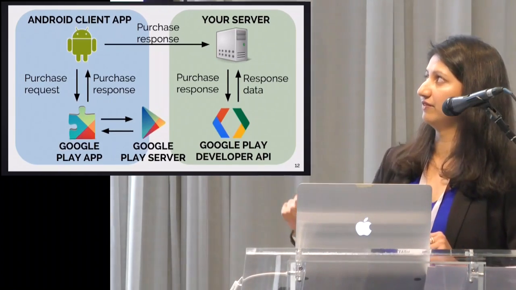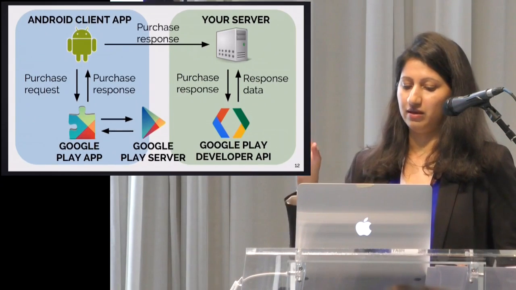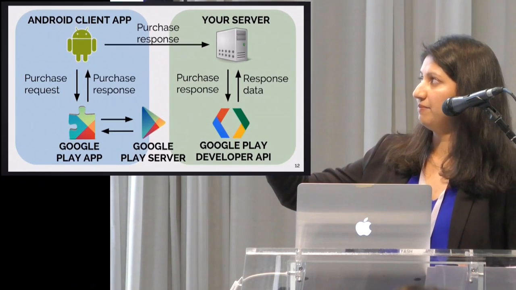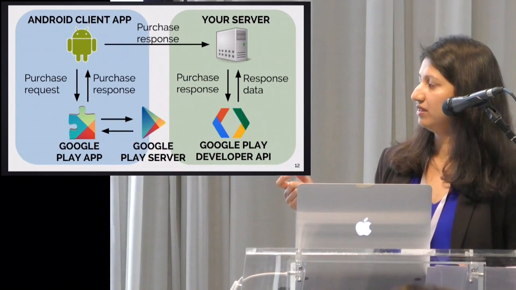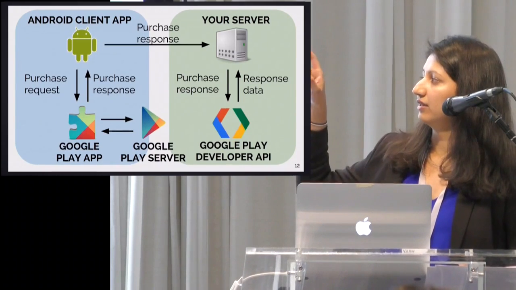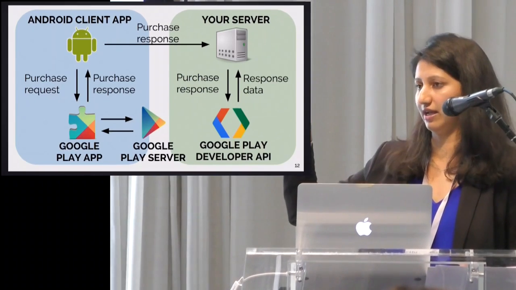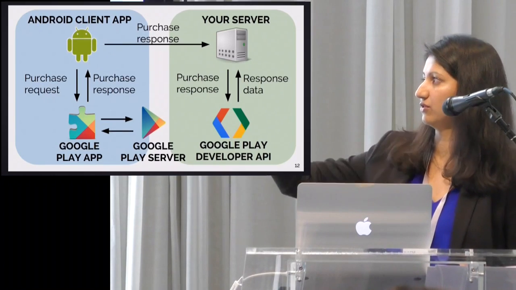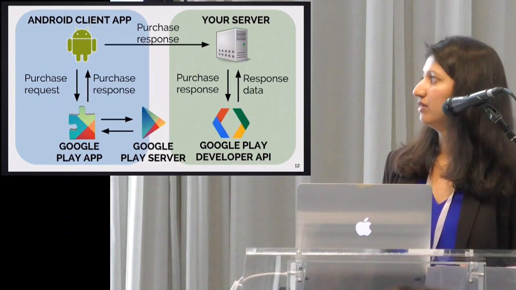On the left-hand side, you have the client side workflow. So how this works is when you implement in-app billing in your client app and a user hits purchase, a purchase request is sent to the Google Play app, and the Google Play app talks to the Google Play server, sends that request along, and the Google Play server sends that response back through the Google Play app back to your client. So at no point is your app directly talking to the Google Play server. It's talking via the Google Play app, which is on a lot of Android devices out there.